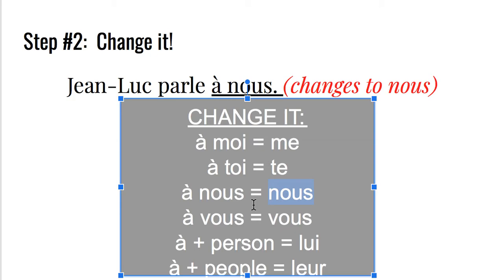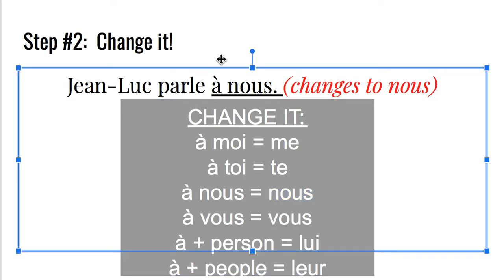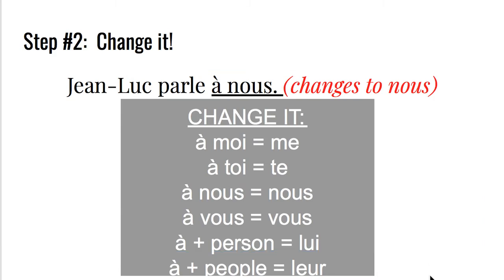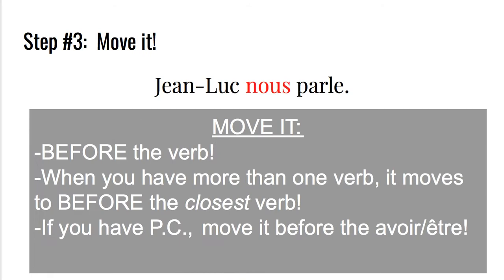So what I typically do when I do these is I will underline what I am changing and then write above it. So I would write new, N-O-U-S, just above this so that I'm aware when I'm rewriting my sentence what I'm changing that to. So the next step is the hardest step, but it's still not too difficult. You're going to move it.